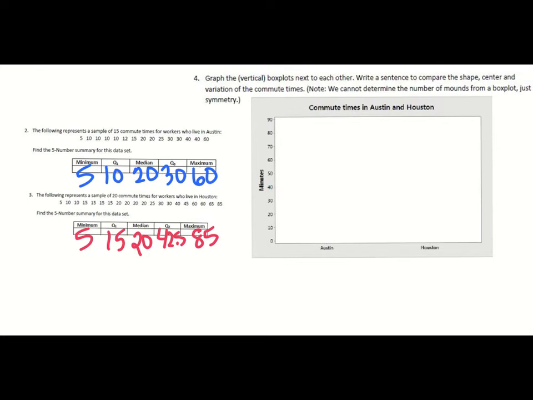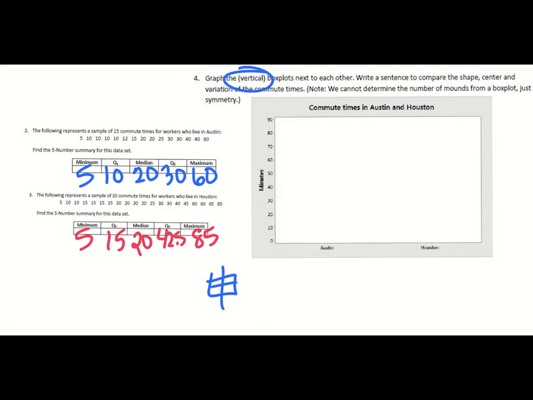Okay, so as you can see, I recopied the numbers from my commute times for Austin and my commute times for Houston, and I want to make a vertical box plot, so meaning I want them to go up and down. I want them to look something like this. So for Austin, I'm going to do blue. So I basically need to make dots on all of these 5 numbers.